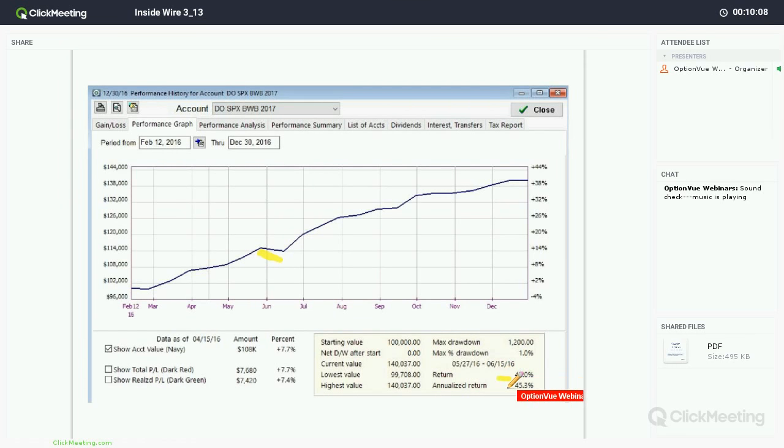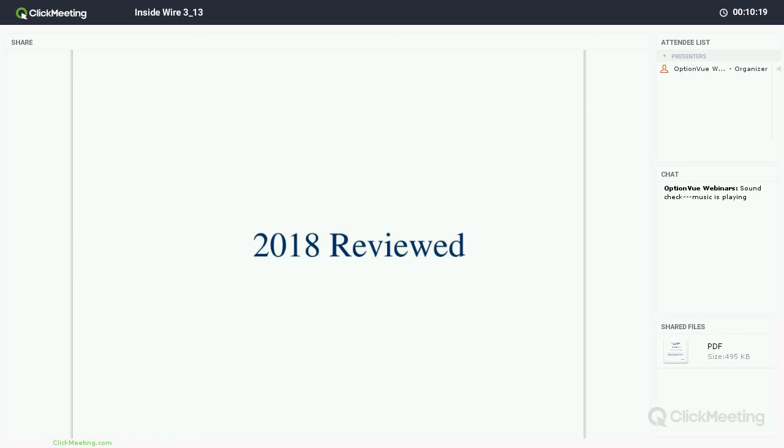Let's see, 40% total return, annualized of 45. Okay, now let's go and take a look at 2018. This is where things get a little interesting. And I'm not going to walk us through the blow by blow. I'm just showing you the return so far.